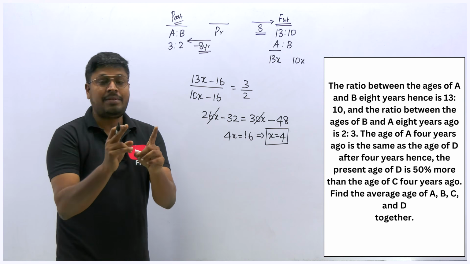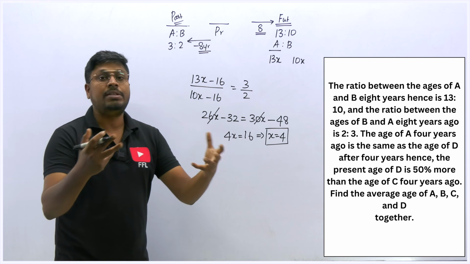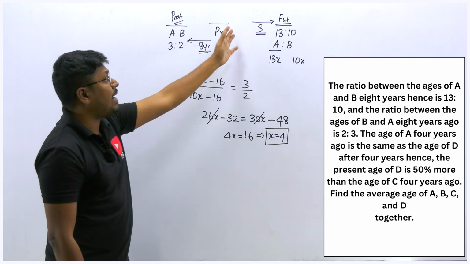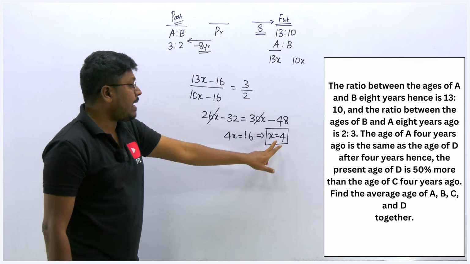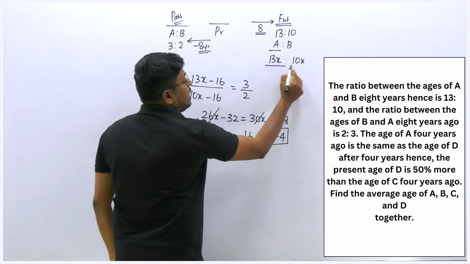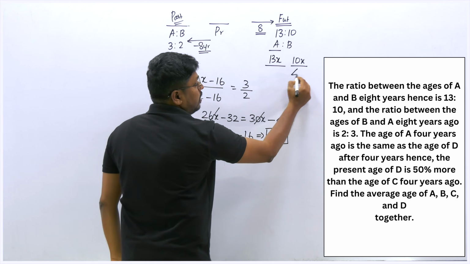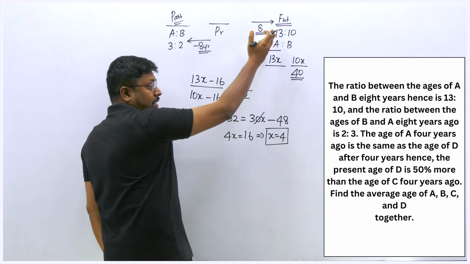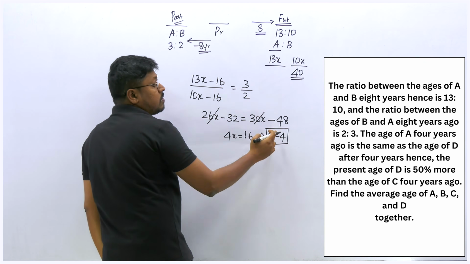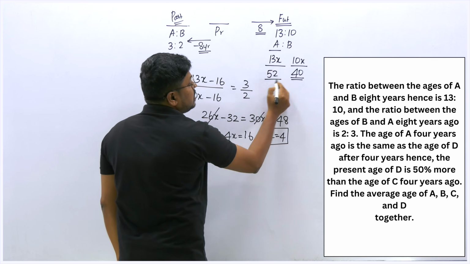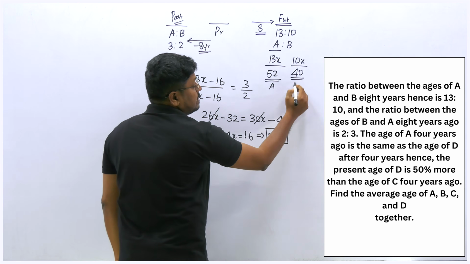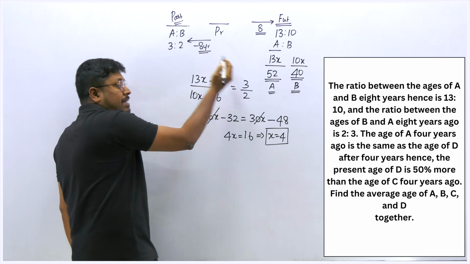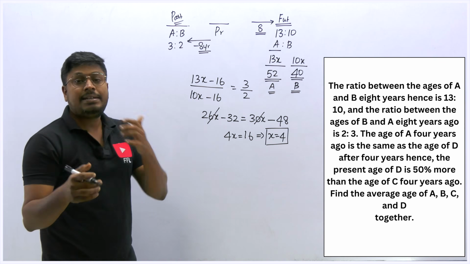So once you find one value, finding the exact age of all the persons is easy. Why? Because we know that 13 is to 10 is 8 years after. So now by using x is equal to 4, you can easily find 10 into 4, which will be 40. So 40 is the age of person B, 8 years after. Similarly 13 into 4, so 52. So 52 is the age of A, that is 8 years after. Now if you need to bring them to the present, you have to subtract 8. So the resultant will be A and B.